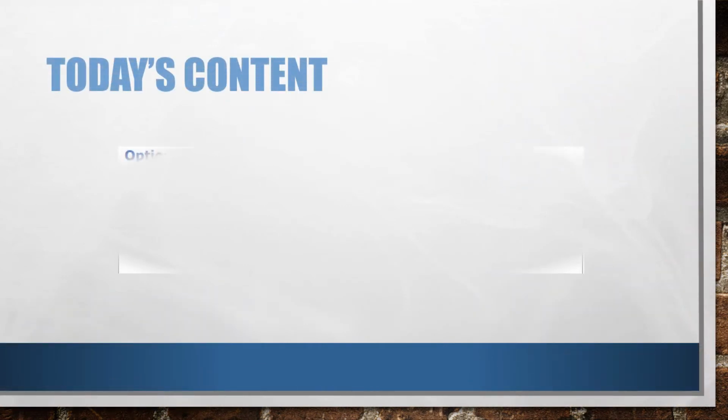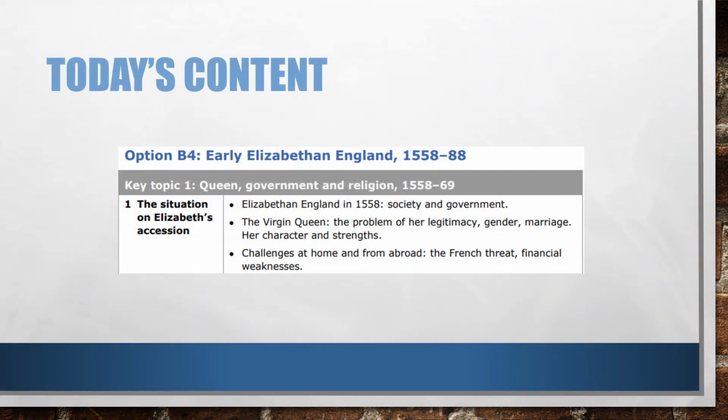In today's content, we're going to be looking at this part of the specification regarding the situation on Elizabeth's accession, looking at Elizabethan England in 1558 with regards to the society at the time and the government, and looking at the problems and challenges facing Queen Elizabeth when she came onto the throne, including her legitimacy, gender, marriage, as well as challenges at home and from abroad.